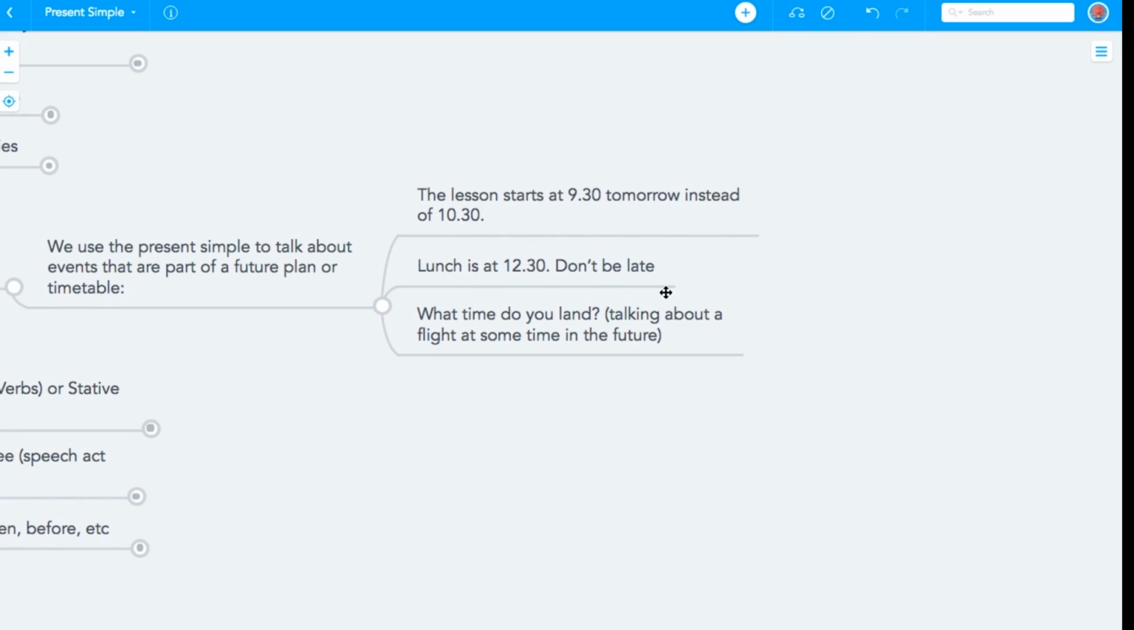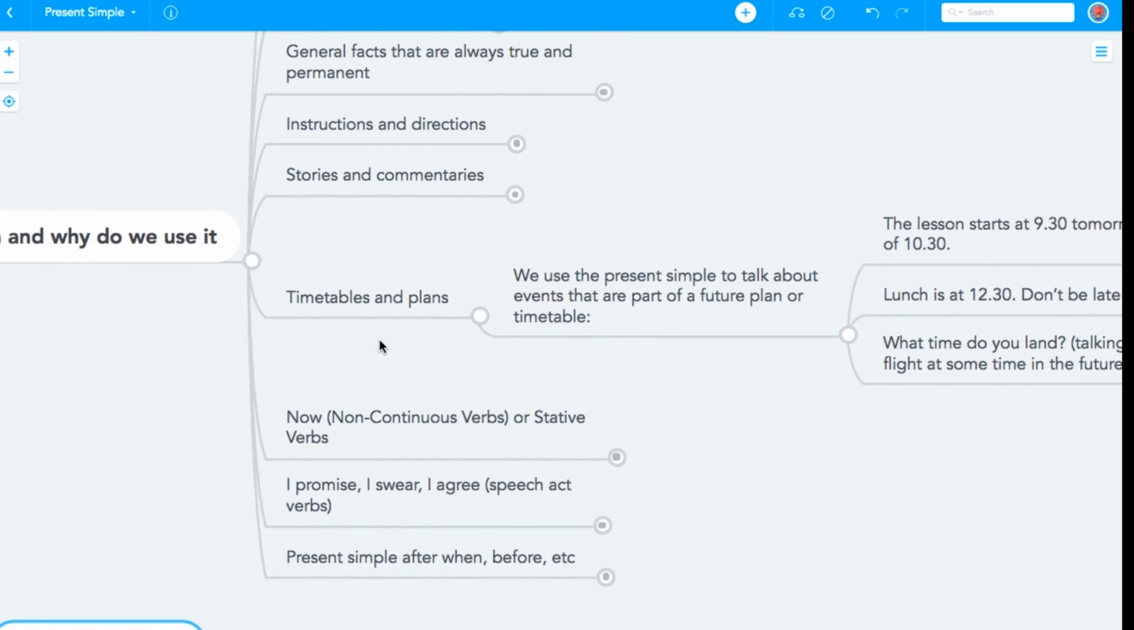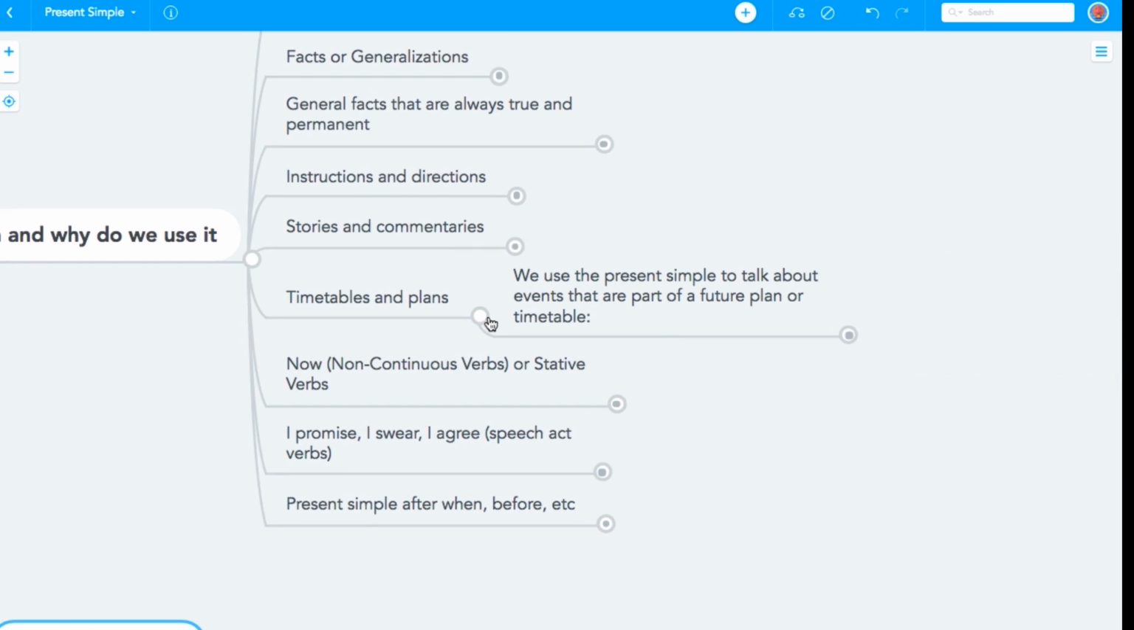The next one is the same. Lunch is at 12:30. Don't be late. From what we can see or understand on this one is that lunch is not right now. It's going to be at some point in the future, and that's when we use simple present to express that an event is going to take place sometime in the future, but it is imperative that you include the time to make sense and to make good use or correct use of this tense in the future aspect of it.